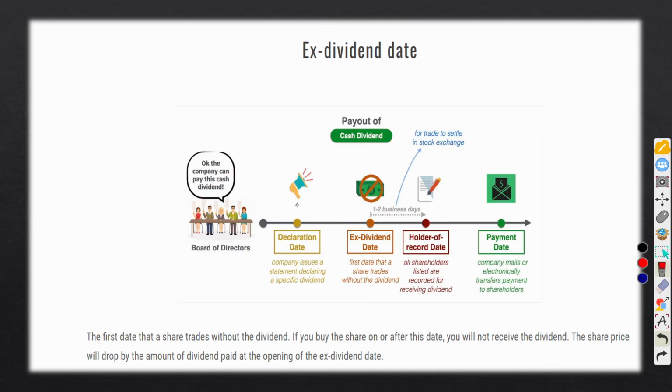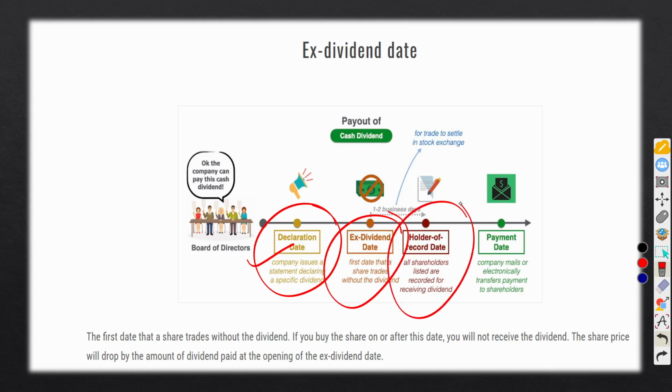All right, if we talk about the declaration date, the company issues a statement declaring a specific dividend. If I talk about the ex date, it's the first date that shares trade without the dividend. So ex date is also known as expiry of dividend or expiry of corporate action. Make sure, if you're an investor or accountant or maybe a corporate action analyst, and you're looking for the benefit of a corporate action, then you should purchase securities before the ex date. All right.